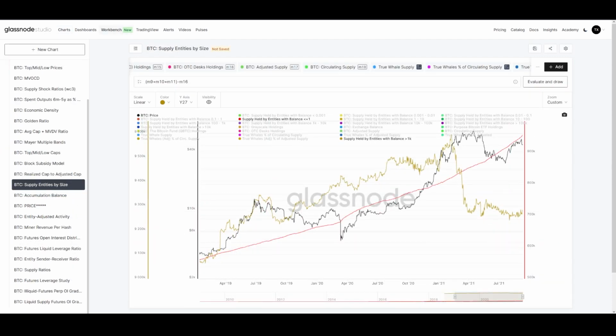This chart is showing you two different levels of coin supply. The red line, the smoother of the two lines, is the total supply held by entities, that's individual people on the chain, that have one or less total Bitcoin in their possession.